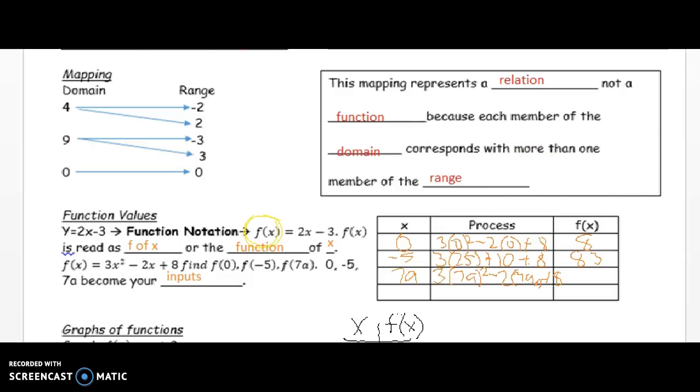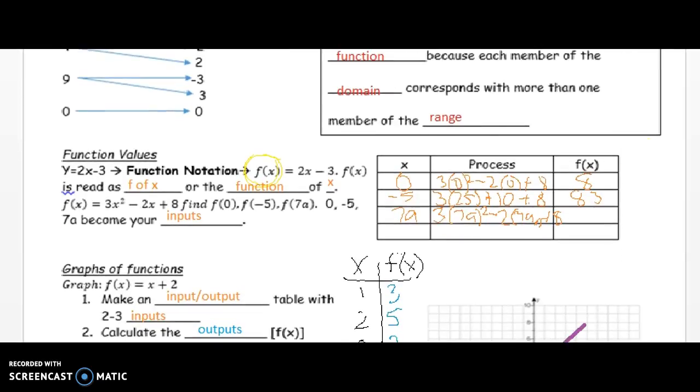Another part that we're going to look at in this section is finding the value of functions. We started off with the equation y equals 2x minus 3. If we were to write this as a function using function notation, we just change our y to this funny looking little f with the x in parentheses. We read that as f of x, or the function of x. So it's just another notation. It doesn't change anything. It's just saying that you're dealing with a function.